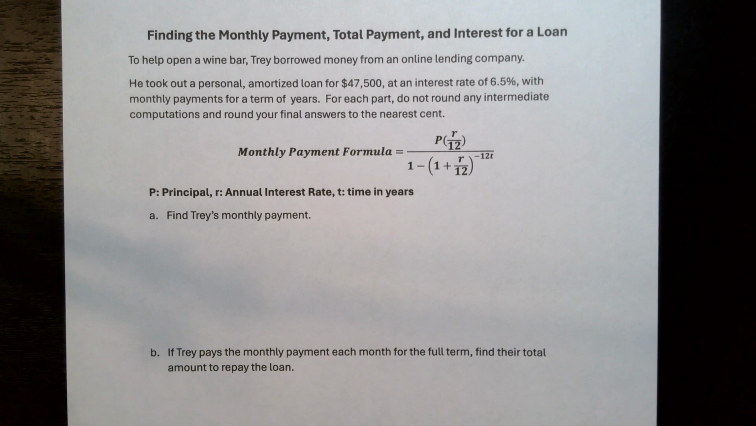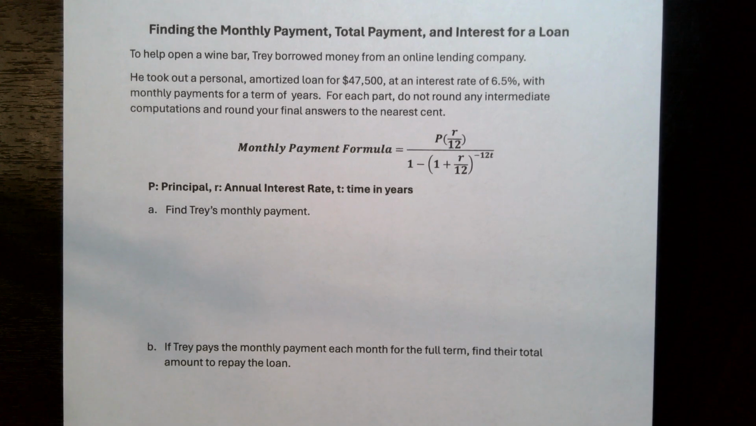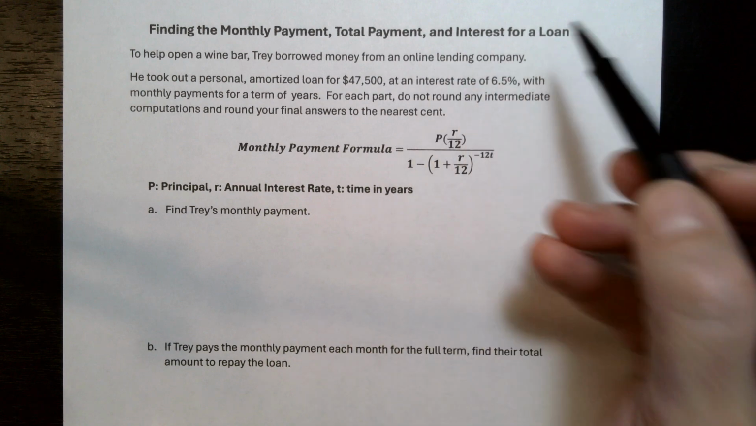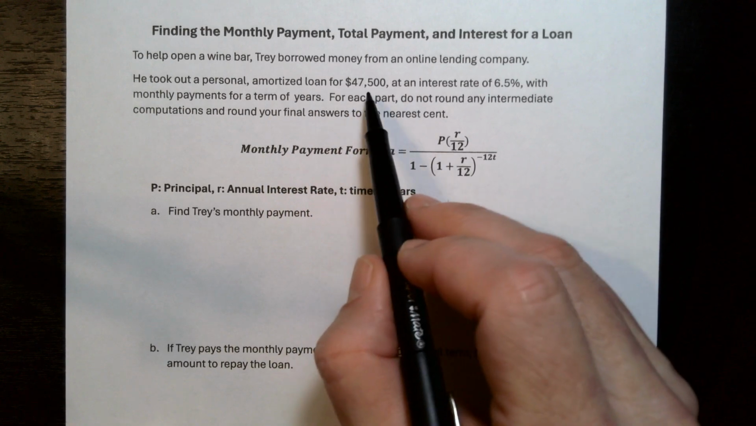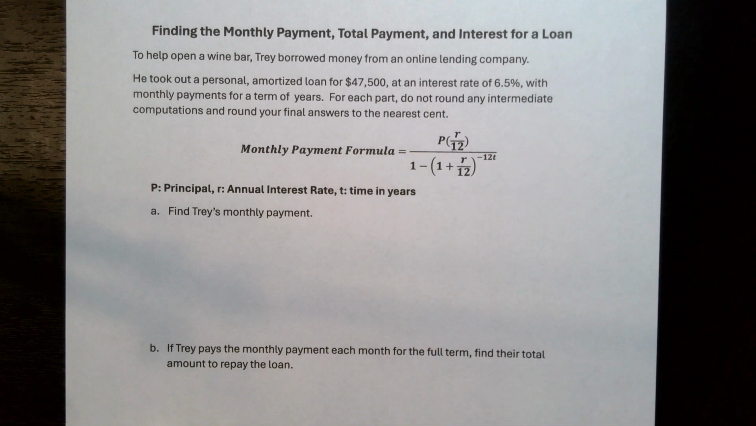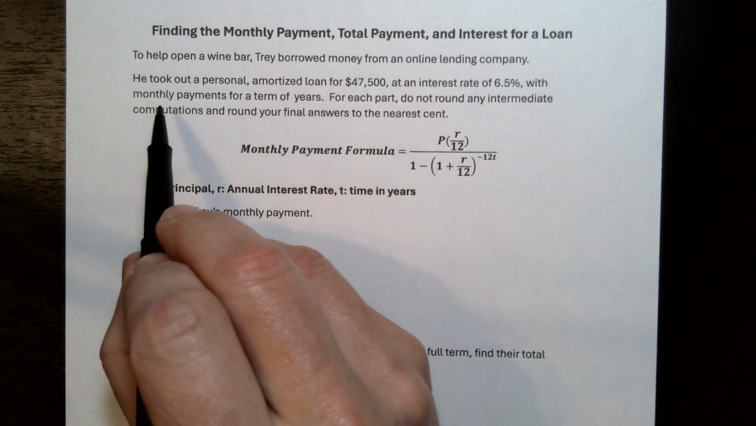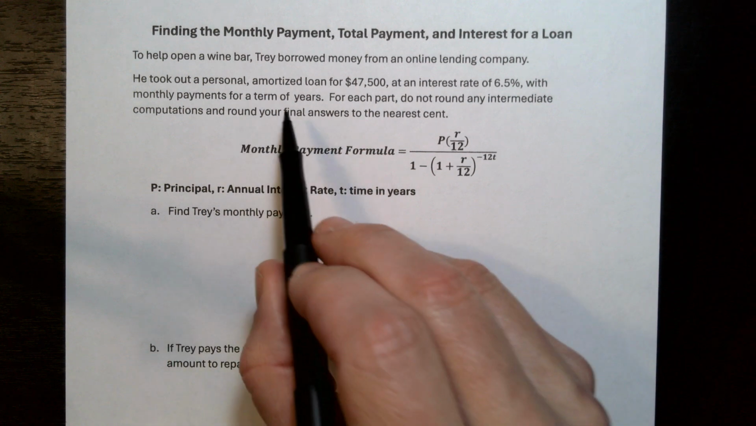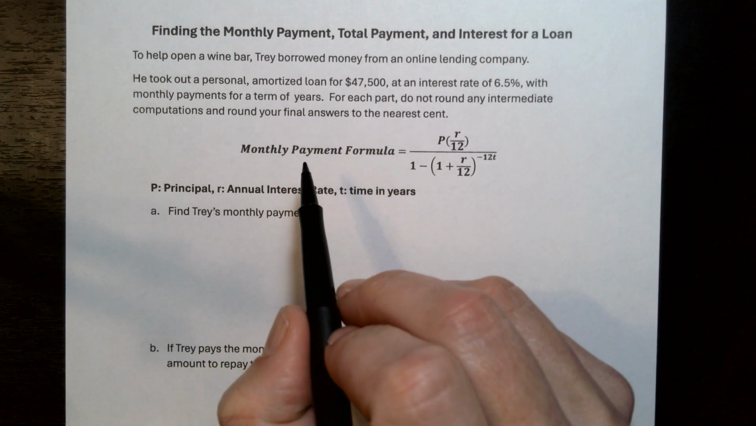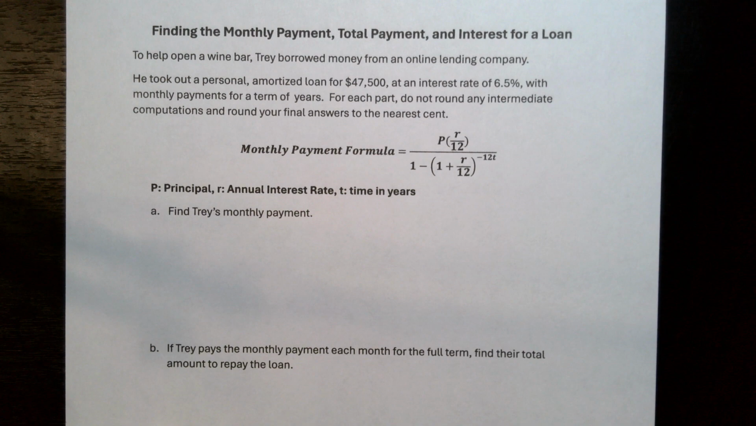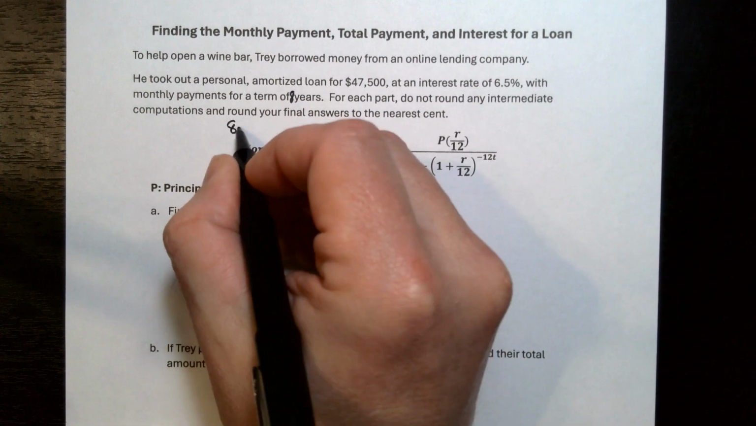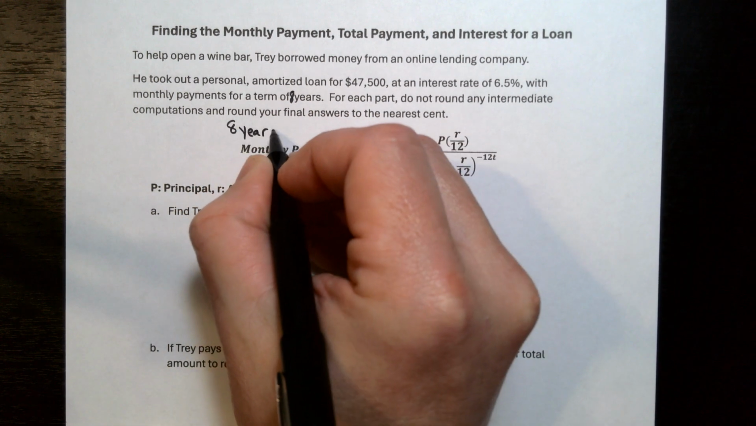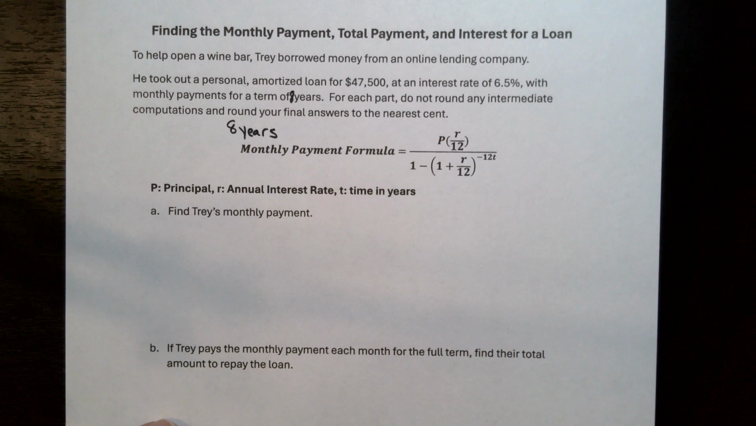Okay, for this problem, to help open a wine bar, Trey borrowed money from an online lending company. He took out a personal amortized loan for $47,500 and an interest rate of 6.5%, and with a monthly payment for a term of years. Sorry, I should have put an 8 there. It was supposed to be 8 years. Sorry about that typo. So 8 years, we'll just write that here. Okay, so that will be our time.